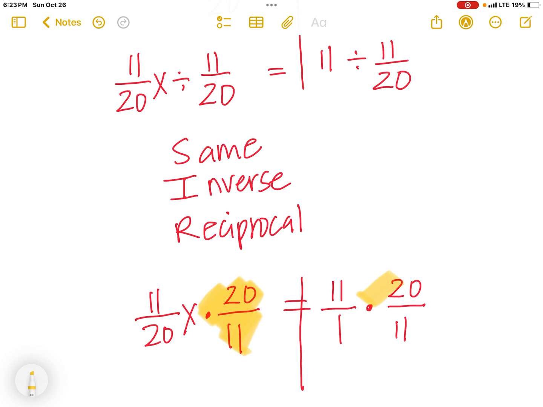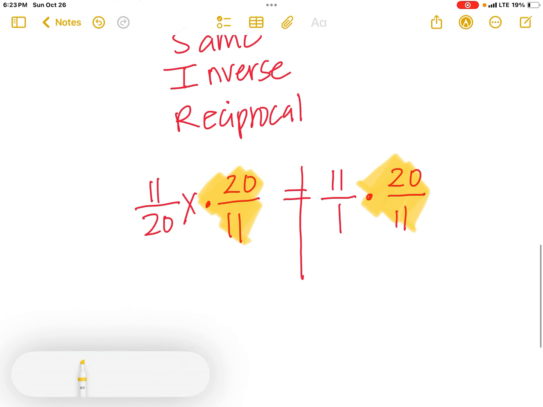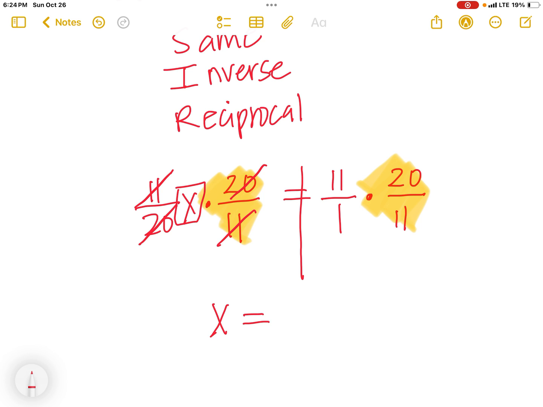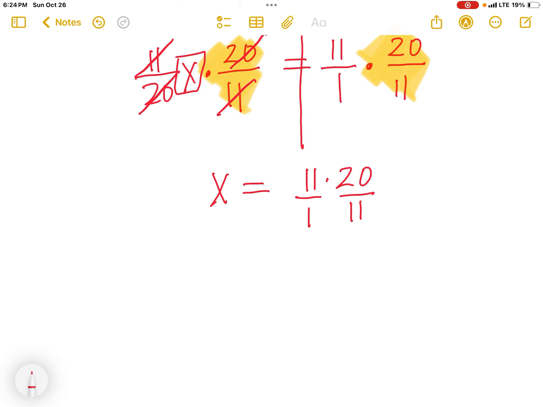I multiplied by the reciprocal of the fraction. When I do that on the left-hand side of the equation, the 11s cancel out, the 20 cancels out, and I'm just left with x. That's what I want. X equal to. Here, you multiply fractions by doing numerator times numerator and denominator times denominator. So 11 times 20. 11 times 20 is 220.